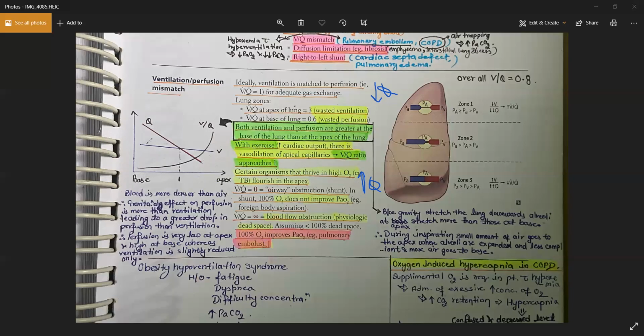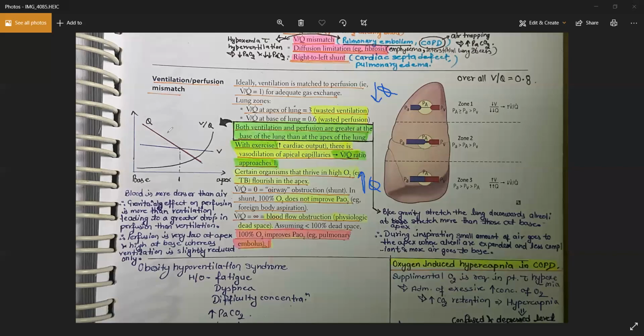So as you can see, going from base to the apex, the oxygen concentration is dropping, the blood flow is also dropping. But at the base, the blood flow is more than the ventilation, right? So ventilation is less, blood flow is less.